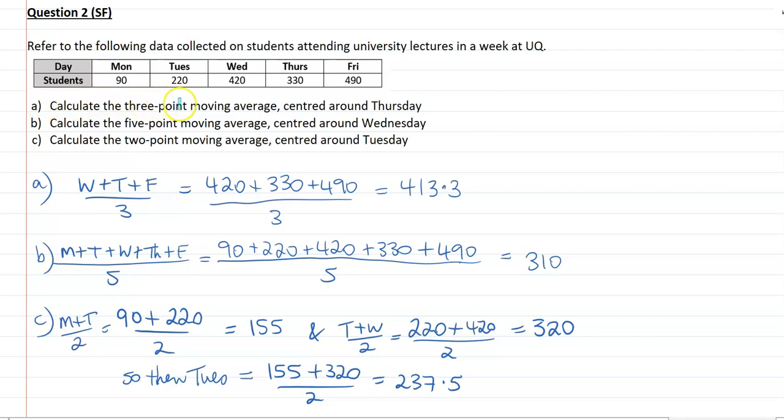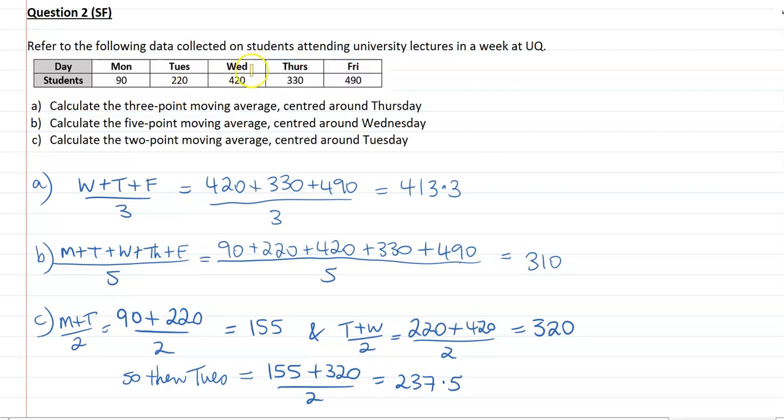So calculating a 3-point moving average around Thursday. There's Thursday, so there's my center. I want 3 points, so I've got to select Wednesday and Friday, and find the average of those values. So I add them up, divide it by the fact there's 3, and I have 413.3 as my 3-point moving average for Thursday.